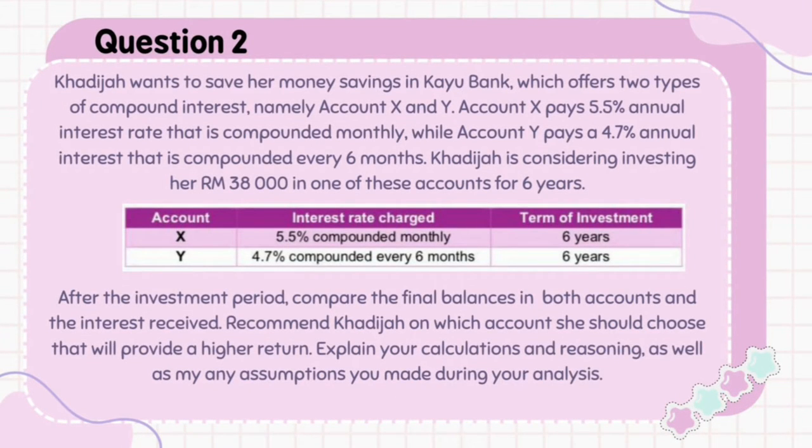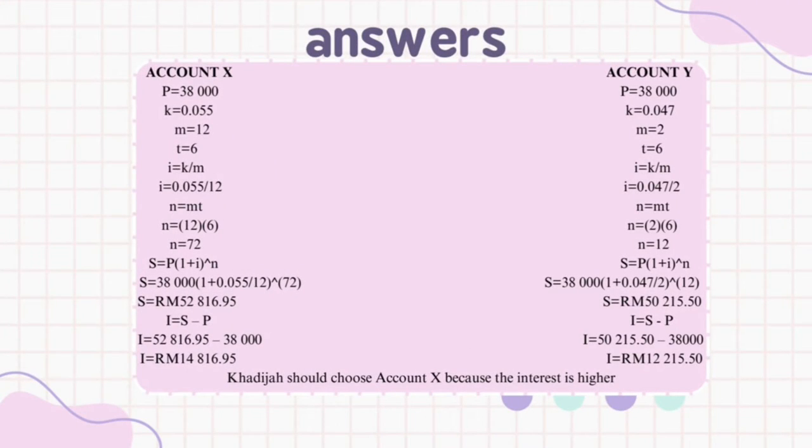Question 2. Khadijah wants to save her money in Kayu Bank, which offers two types of compound interest, namely account X and Y. Account X pays 5.5% annual interest rate compounded monthly, while account Y pays 4.7% annual interest compounded every 6 months. Khadijah is considering investing her 38,000 ringgit in one of these accounts for 6 years. After the investment period, compare the final balance in both accounts and the interest received. Recommend to Khadijah which account she should choose that will provide a higher return. Explain the calculation and reasoning as well as any assumption you made during your analysis.